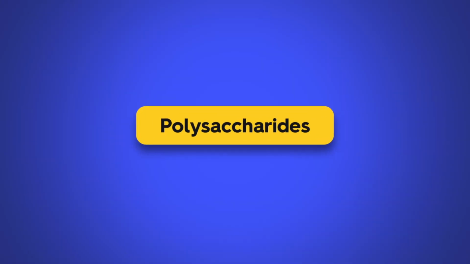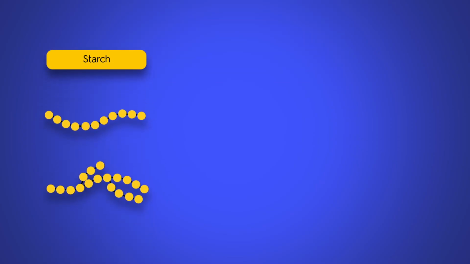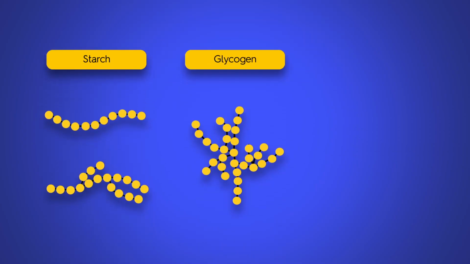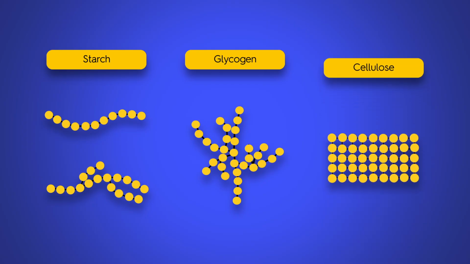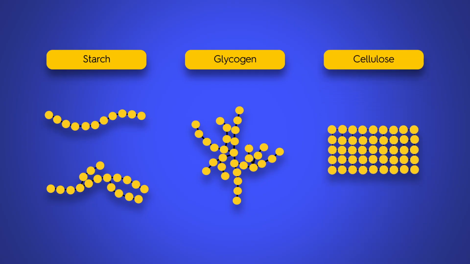Polysaccharides are long chains. Starch stores energy in plants. Glycogen stores energy in animals. And cellulose builds strong plant cell walls.